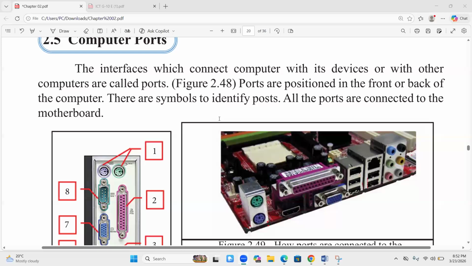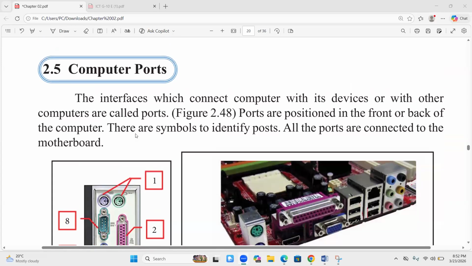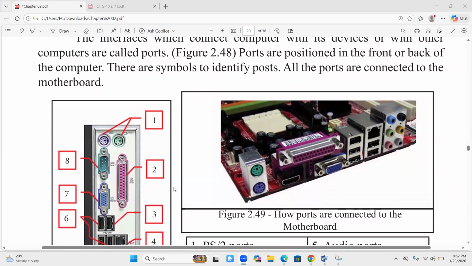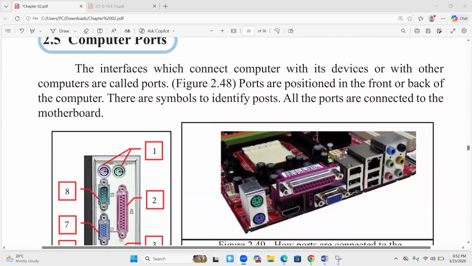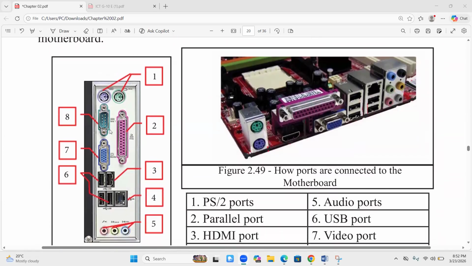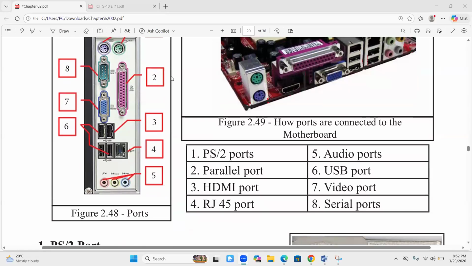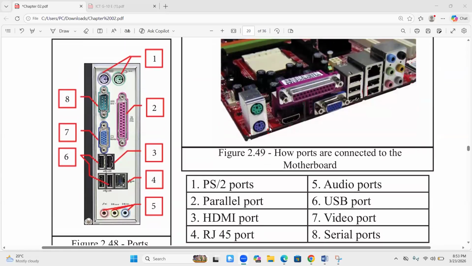So the next part is computer ports. The ports work as the connector between the devices and the system unit. They work as an interface between the devices and the computer. There are different types of ports in each computer. Here there are some examples, numbered 1 to 8.